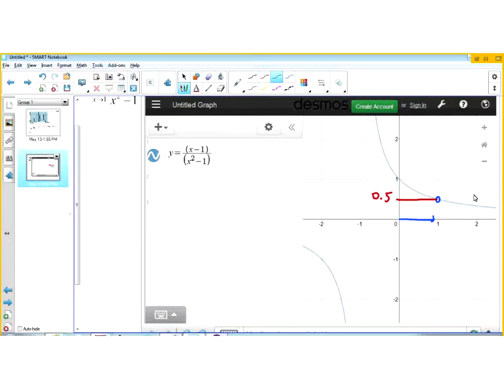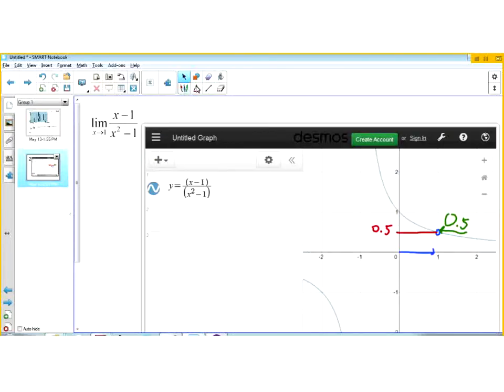Does the same hold when we approach 1 from numbers bigger than 1, or from the right? It most certainly does. Again, we have an output of 0.5 as we get close to 1 but not equal to 1. So using this result, we can say that the answer to this limit problem, at least insofar as the graph goes, is equal to 0.5.